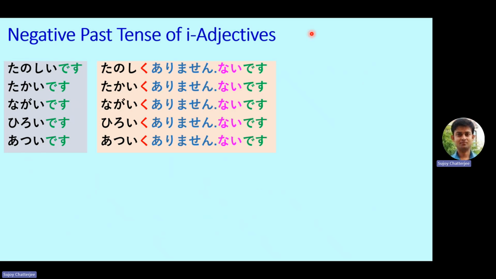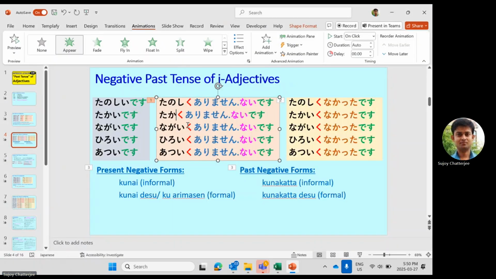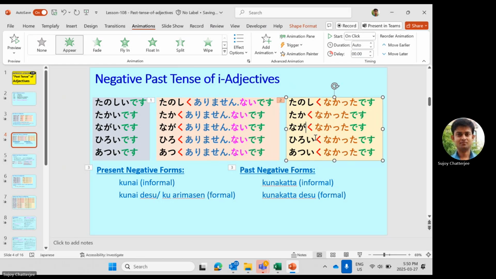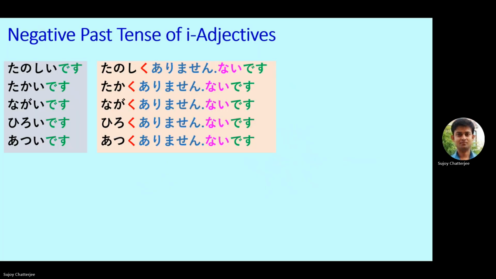I'm so sorry, the i will not be here. Tanoshiku arimasen, Takaku arimasen, Nagaku arimasen, Hiroku arimasen, and Atsuku arimasen.